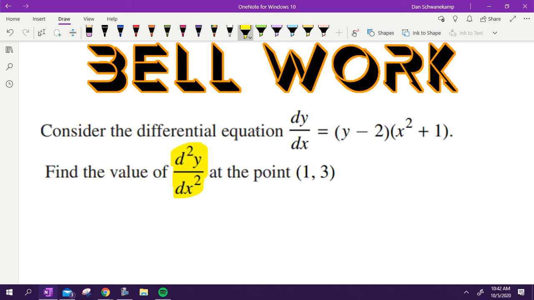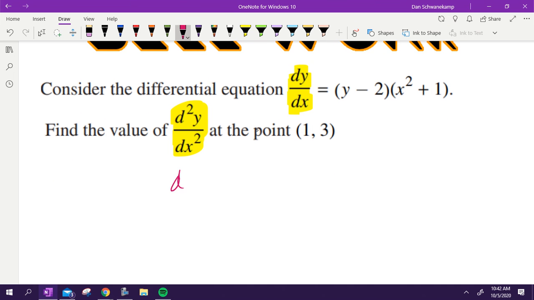So consider this differentiable function, dy/dx equals that guy. We're finding the second derivative at the point (1, 3). So what do I need to do with this first derivative? Find the derivative. What rule do I need to take the derivative of (y minus 2) times (x squared plus 1)? This is a product rule question because I'm finding the derivative of two things being multiplied together. If you wanted to, you could FOIL. Nobody do that. Instead, we're going to do product rule.